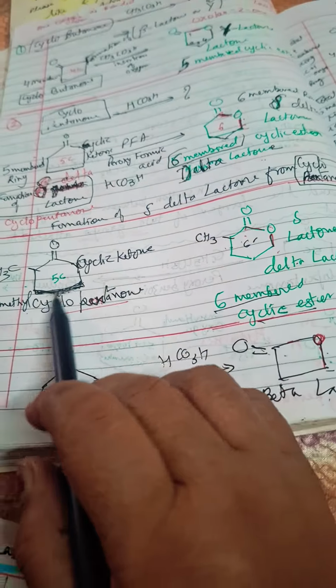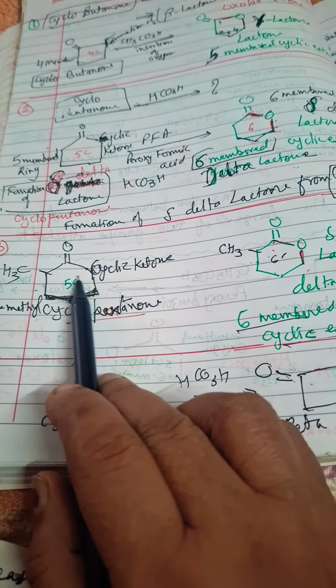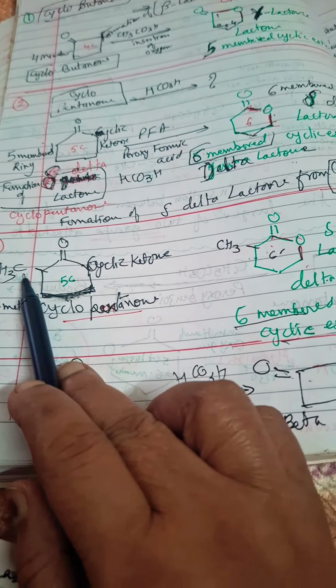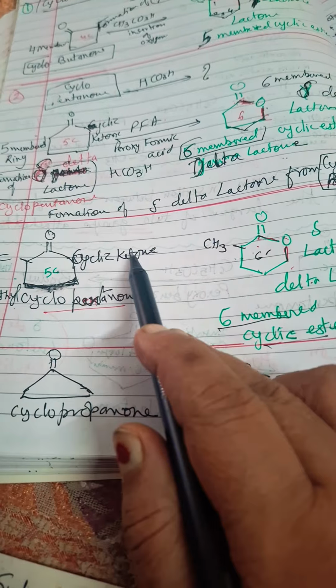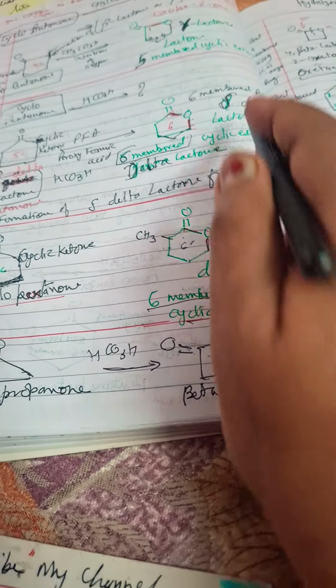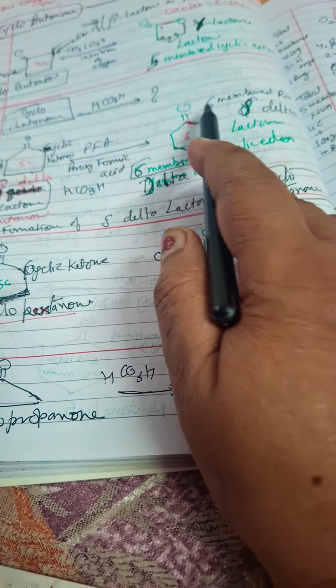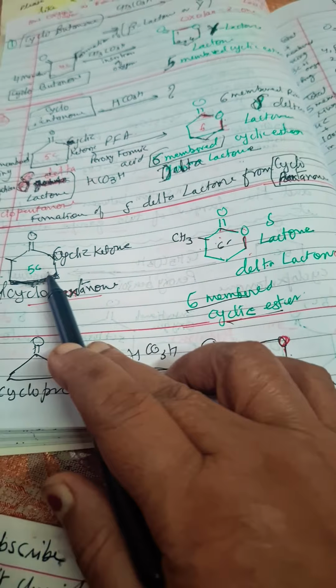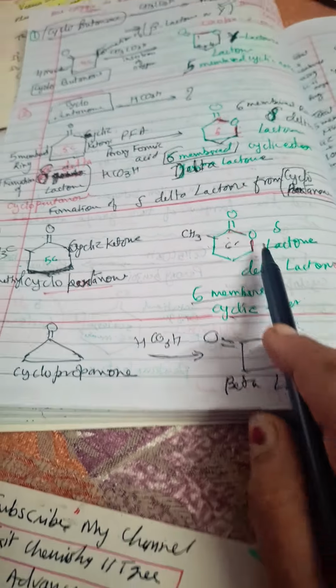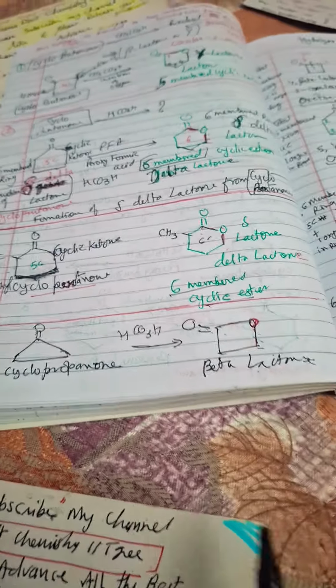Here again I took a 5-carbon ring with a methyl substituent. This is a cyclic ketone having one methyl group. So oxygen is introduced here. In this case, it is a 5-member ring, so we'll get delta lactone. Here also we'll get delta lactone because the total members are 6. A 6-member ring, so delta lactone.